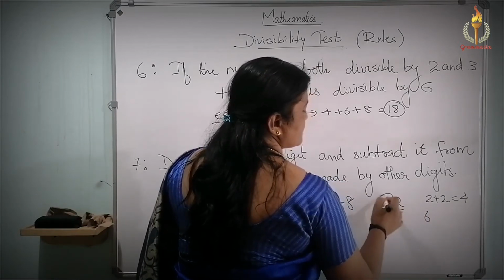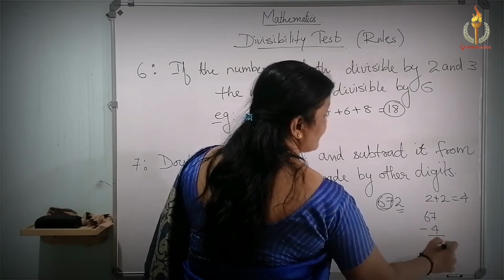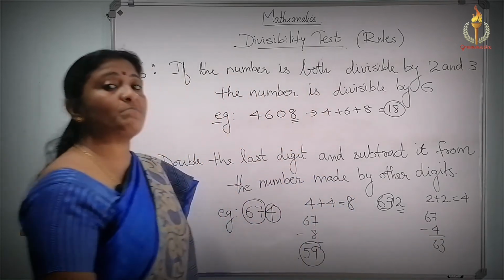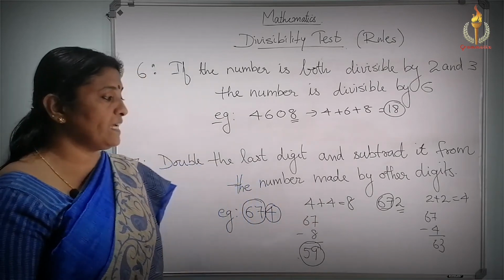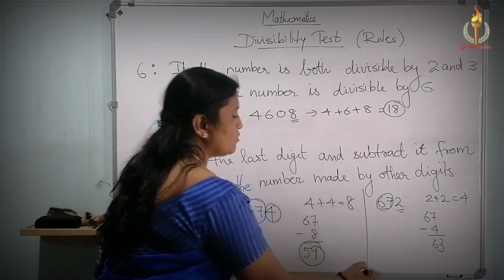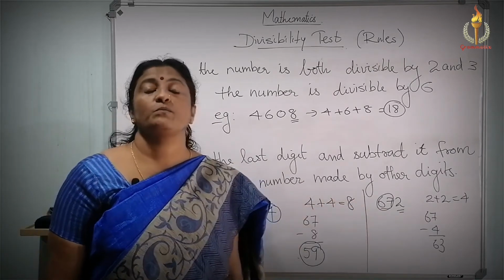The rest is 67. 67 minus 4 is equal to 63. 63 is divisible by 7. Therefore 672 is also divisible by 7. So these are your two examples. One is not divisible by 7, and the other one is divisible by 7.